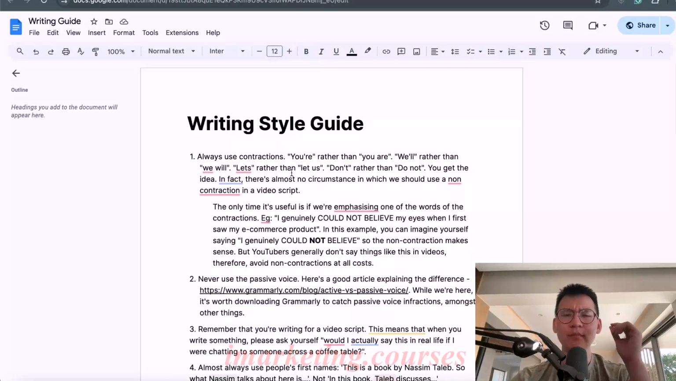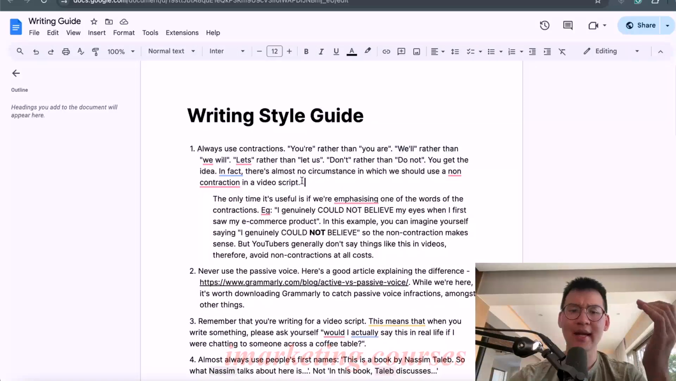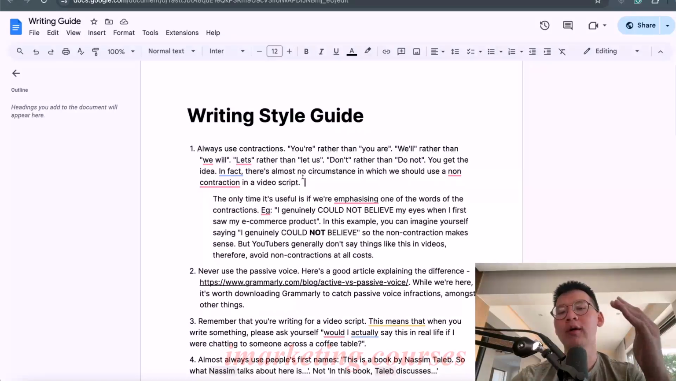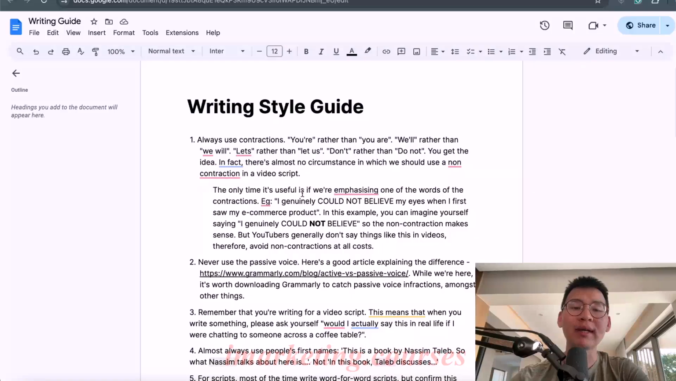So other things would be this writing guide. Whenever I write a script, I follow this exact writing style guide, right? This is the writing style guide that I came up with working with dozens of clients. So number one is always use contractions, which I talked about previously. So you're rather than you are, we'll rather than we will, let's rather than let us, don't rather than do not. And the only time it's useful is if we're emphasizing one of the words of the contractions.